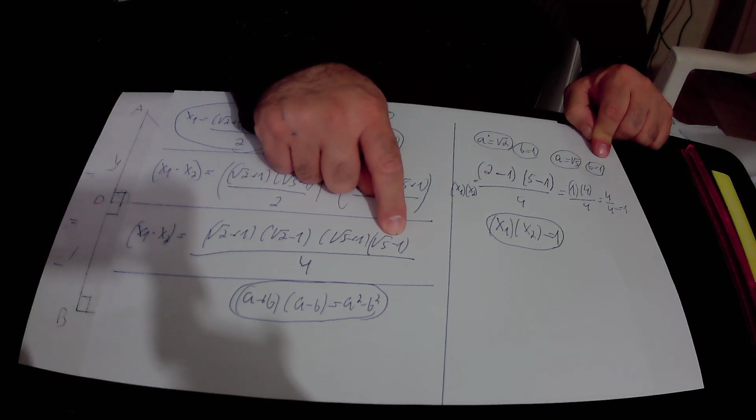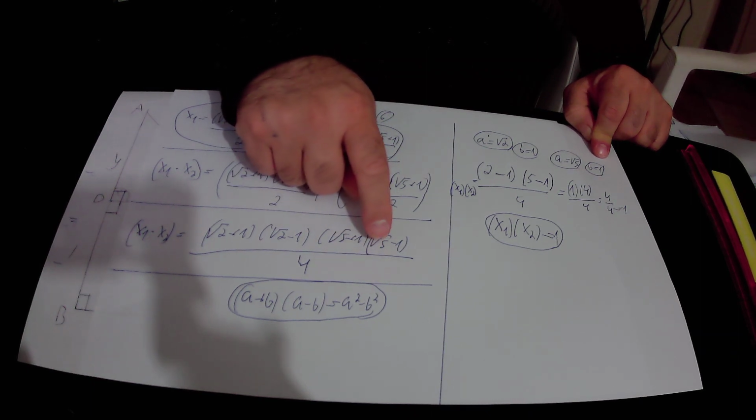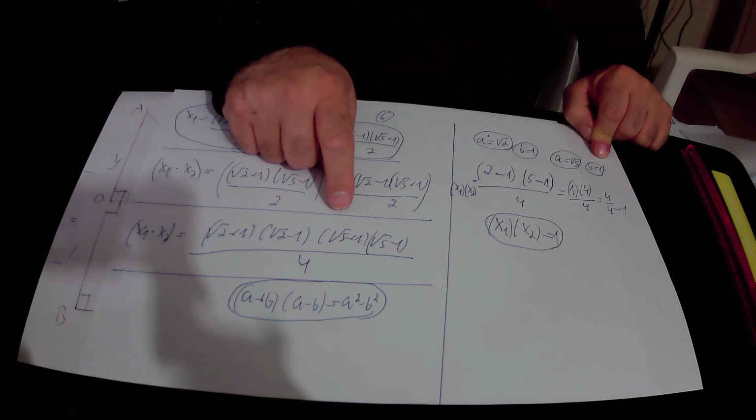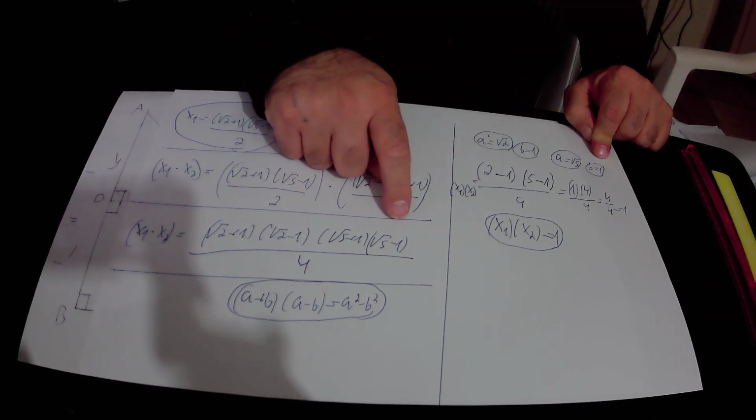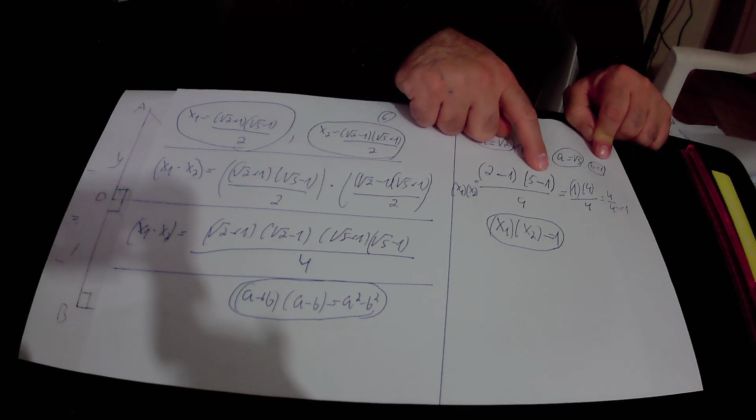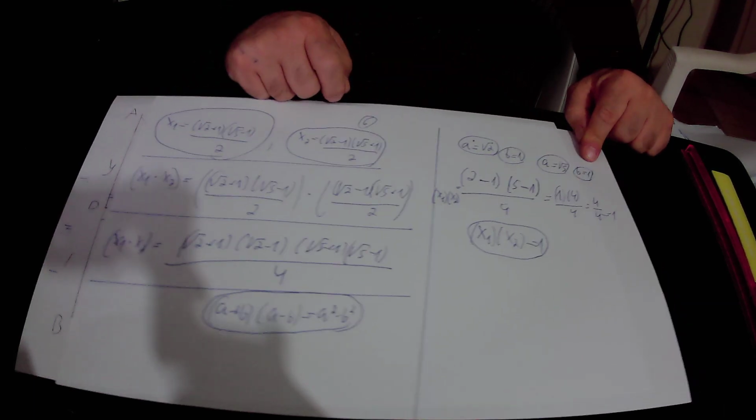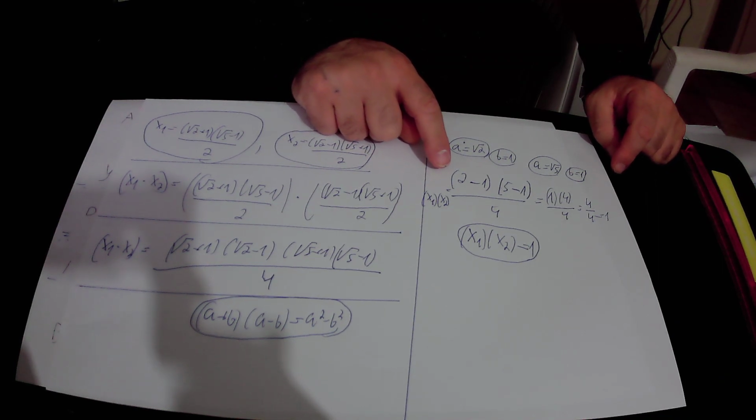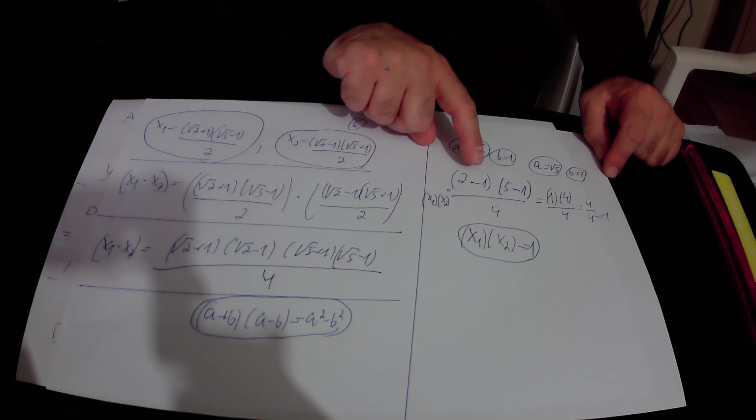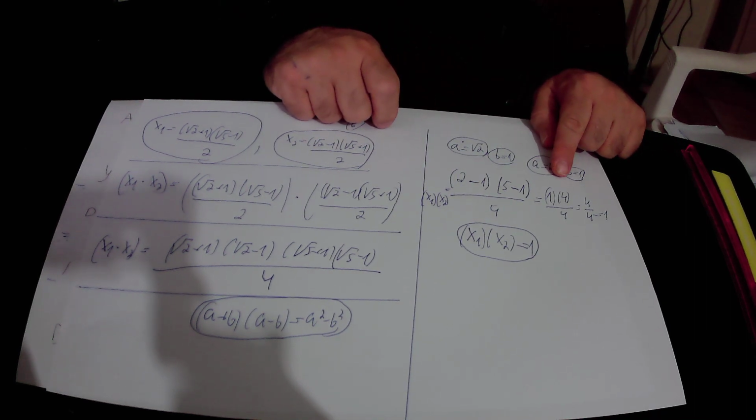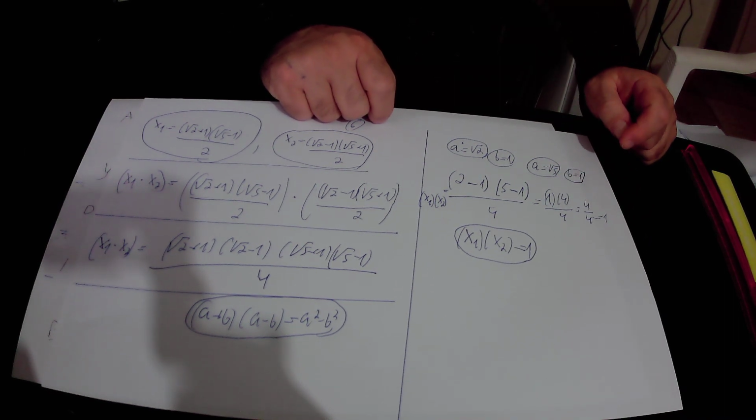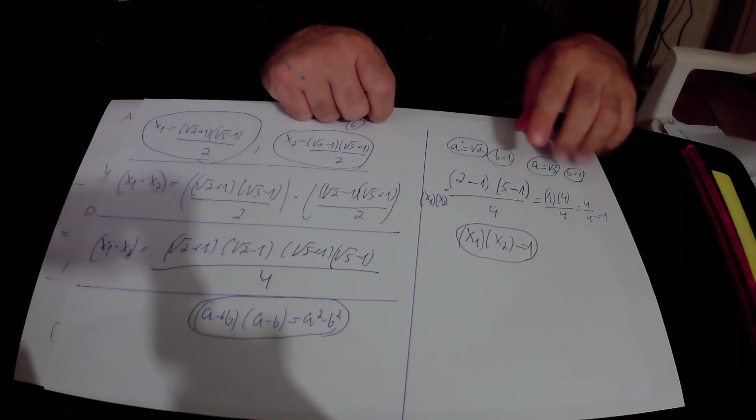b equals 1. b squared is 1 squared. 1 squared is 1, so it is minus b squared, which is minus 1. So in conclusion, we found out that square root of 5 plus 1 times square root of 5 minus 1 equals 5 minus 1, all divided by 4. And in conclusion, we found out that x1 times x2 equals 2 minus 1 times 5 minus 1 over 4. 2 minus 1 is 1, 5 minus 1 is 4, and 1 times 4 is 4, 4 over 4 is 1. So we found out that x1 times x2 is 1.